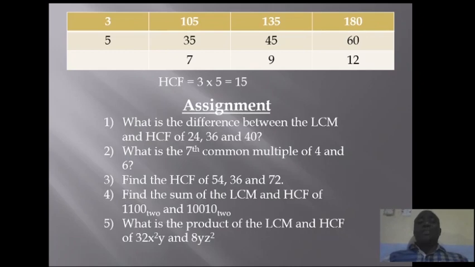So the next prime factor we consider is 5. 5 can divide through, because the rule of divisibility states that 5 can divide a number if the last digit is 0 or 5. If you look at all of them, you find that 5 can divide. So 5 into 35 is 7, 5 into 45 is 9, and 5 into 60 is 12. If you look at 7, 9, and 12, there is no common factor between them. Therefore, the HCF of 105, 135, and 180 is 3 times 5, which is 15.